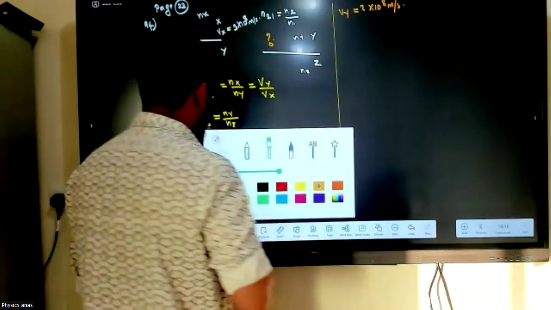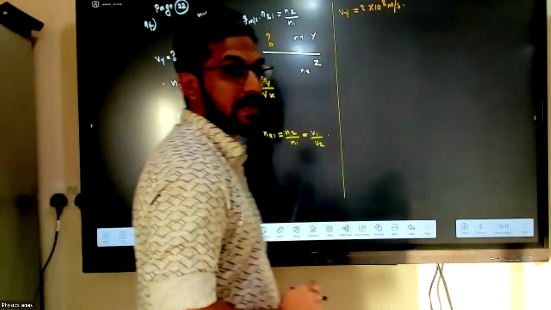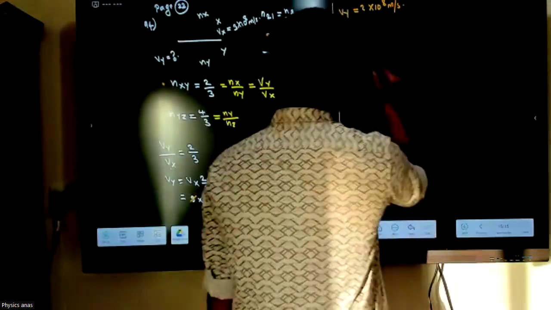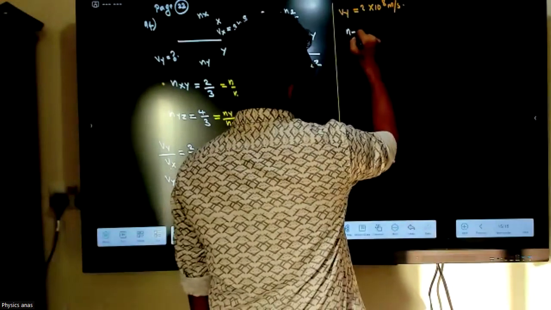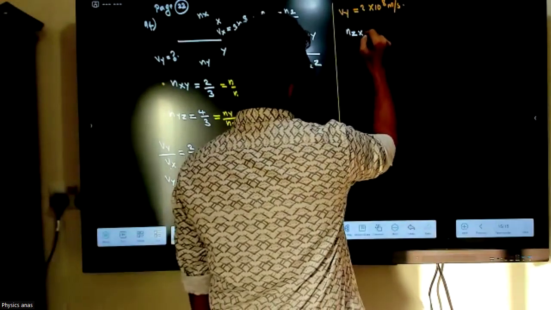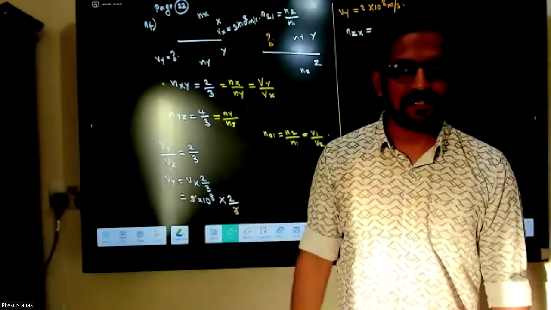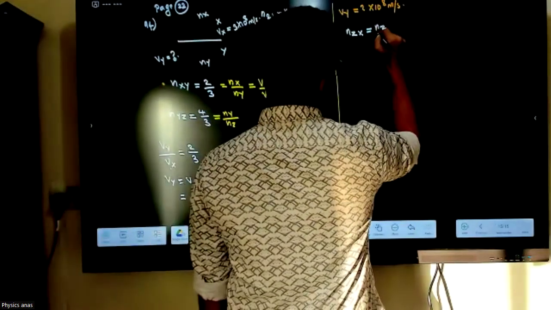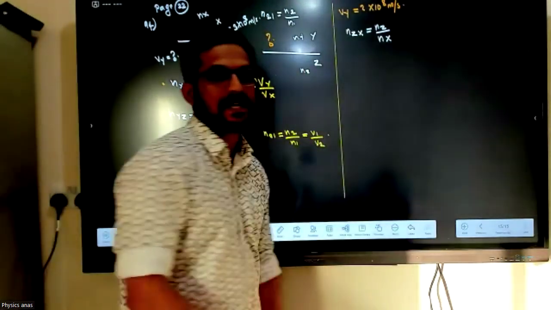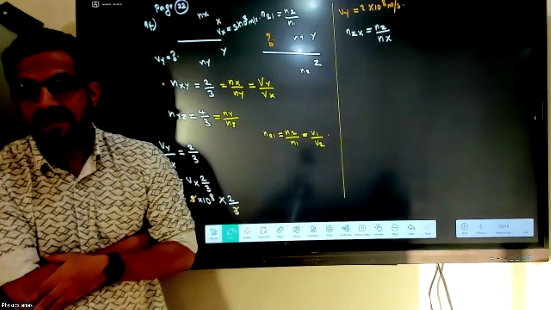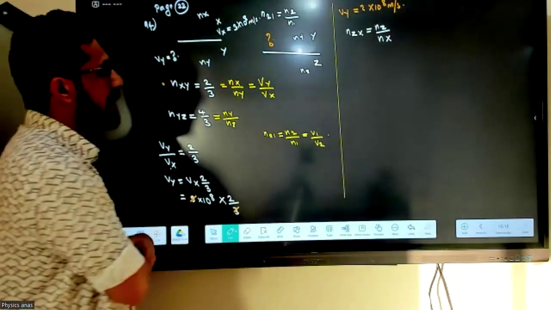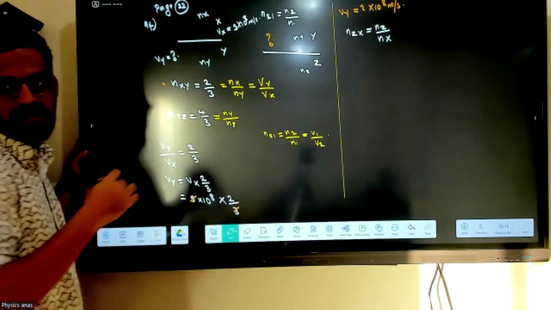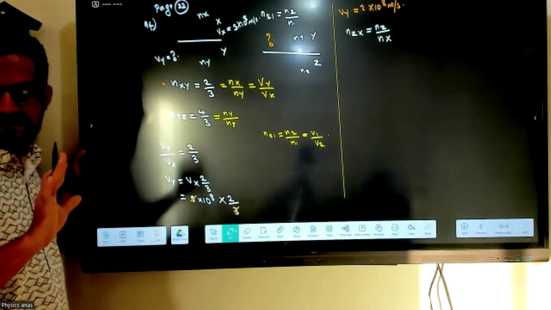With what letter can you represent the refractive index of medium z with respect to x? That's nzx. Got it? What will be nzx? Nz divided by nx. Do you have nz by nx? No, we don't have nz by nx, right?